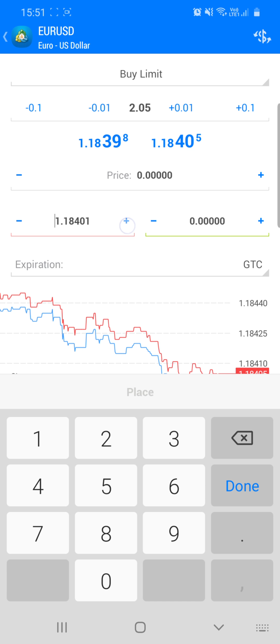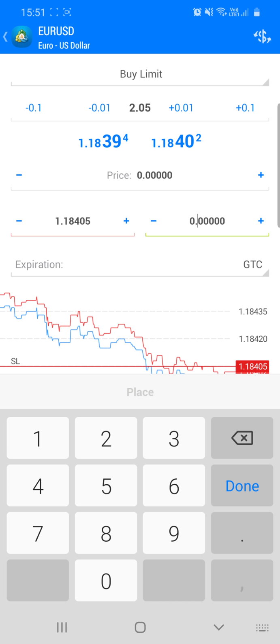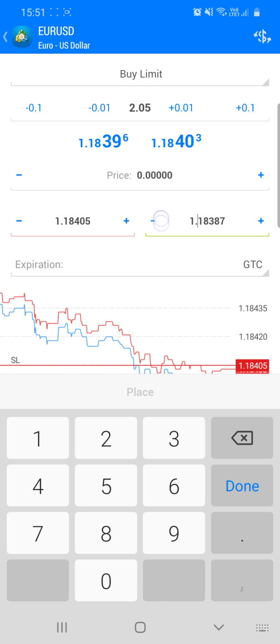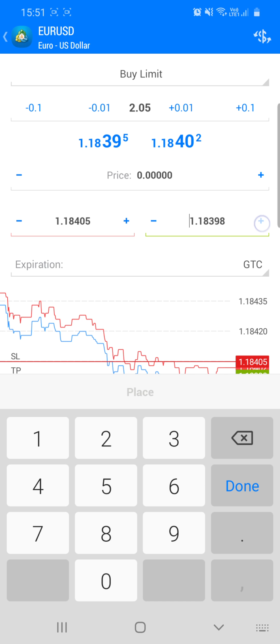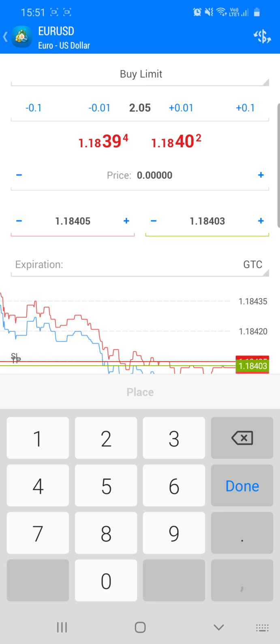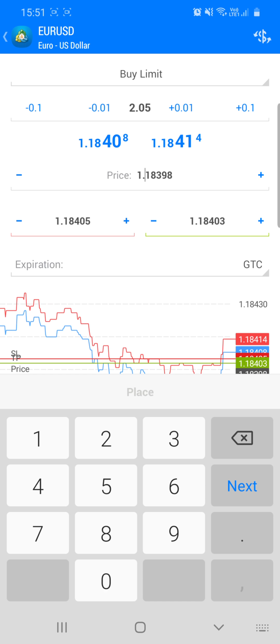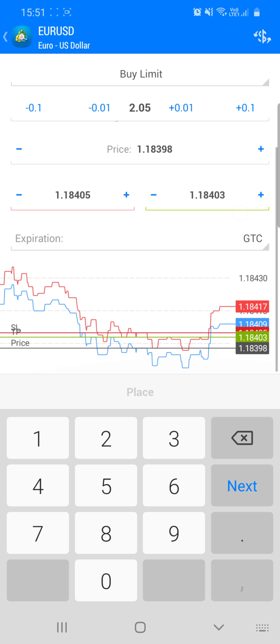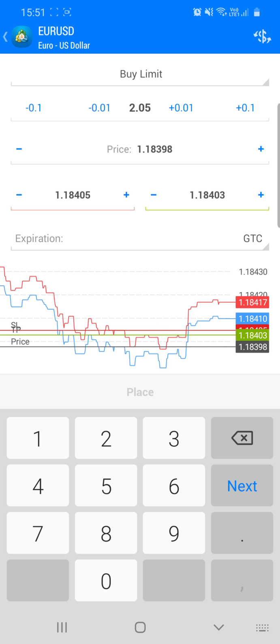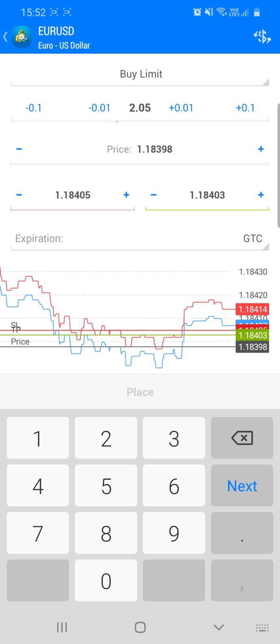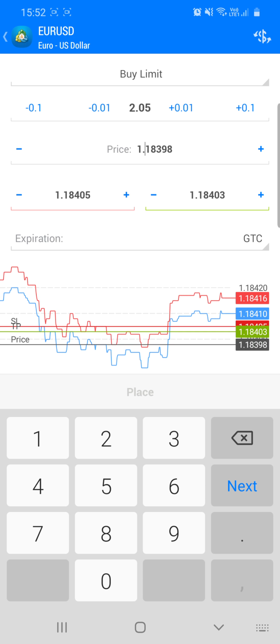which could be, for example, this. And then you put this one in. And then you can put your entry price in, like so. And then you'll press place when you're ready to put in that order. So on that note, the main thing I want to get across is a pending order. You need to put an entry price in.